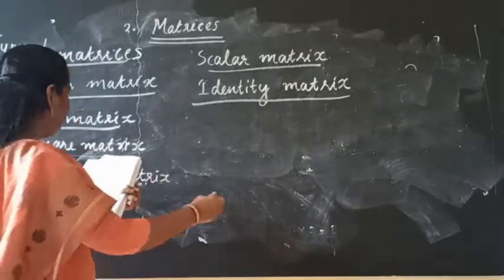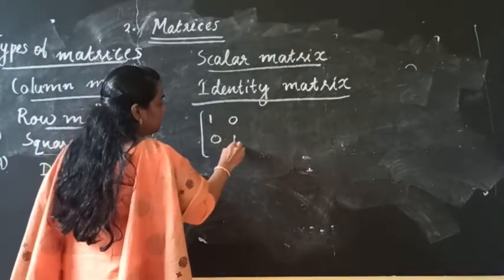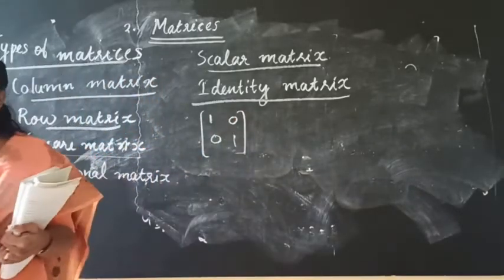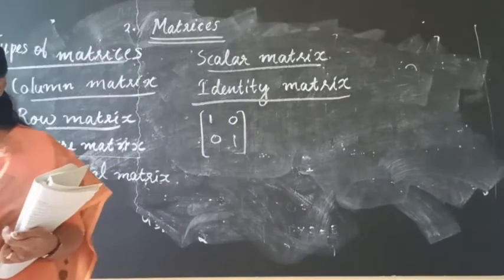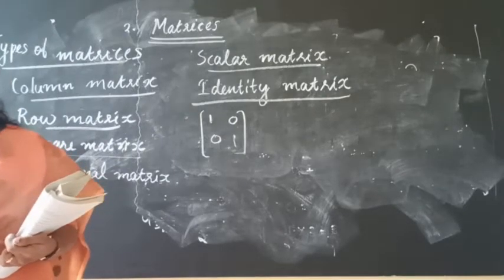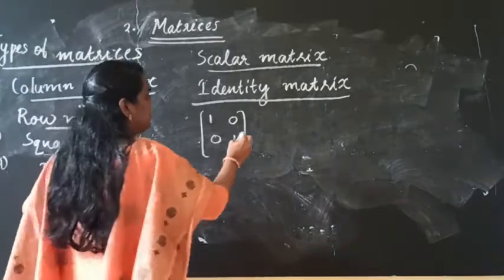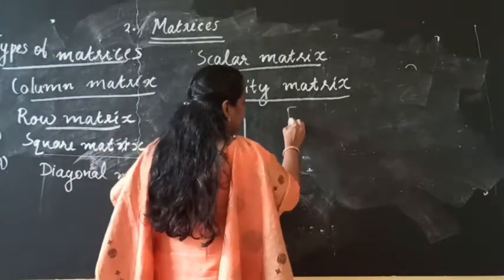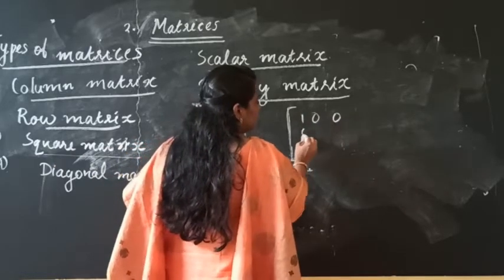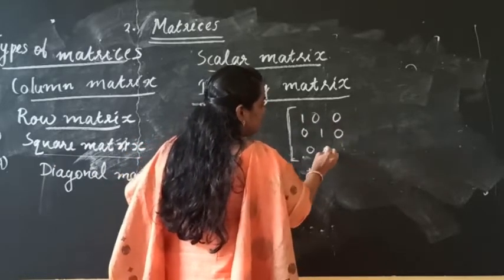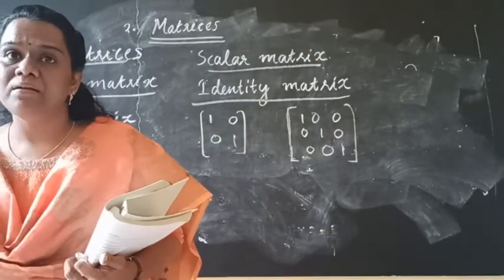Then what is the identity matrix? You just listen here. This is 1 0 0 1. This is the identity matrix of order 2. The diagonal elements are 1. Clear? Diagonal elements are 1. Other elements are 0. Then otherwise we can write the identity matrix of order 3: 1 0 0, 0 1 0, 0 0 1. This is the identity matrix of order 3.